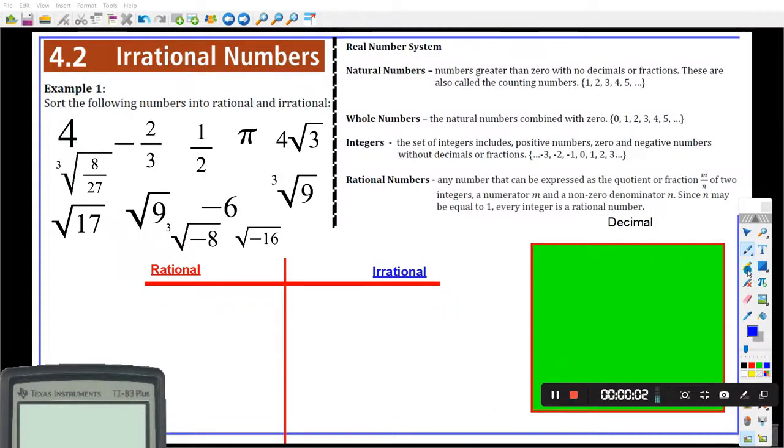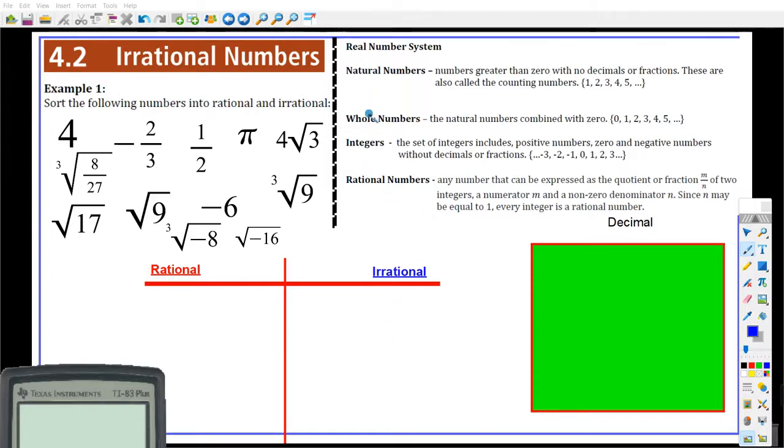All right, so we're going to look at 4.2 irrational numbers. And our first example is a sorting question. So we have to decide whether all of these numbers up here belong in either the rational numbers or irrational numbers category. And they are kind of like opposites.